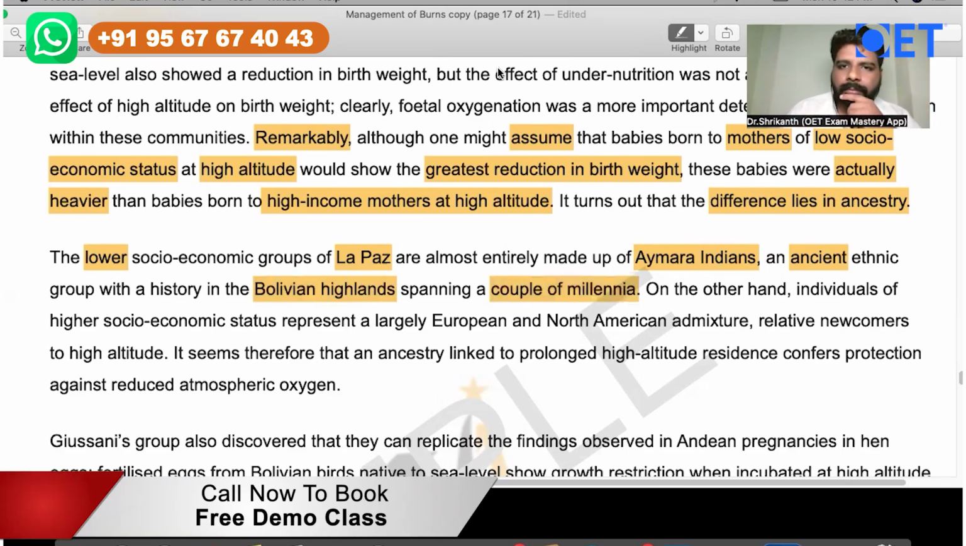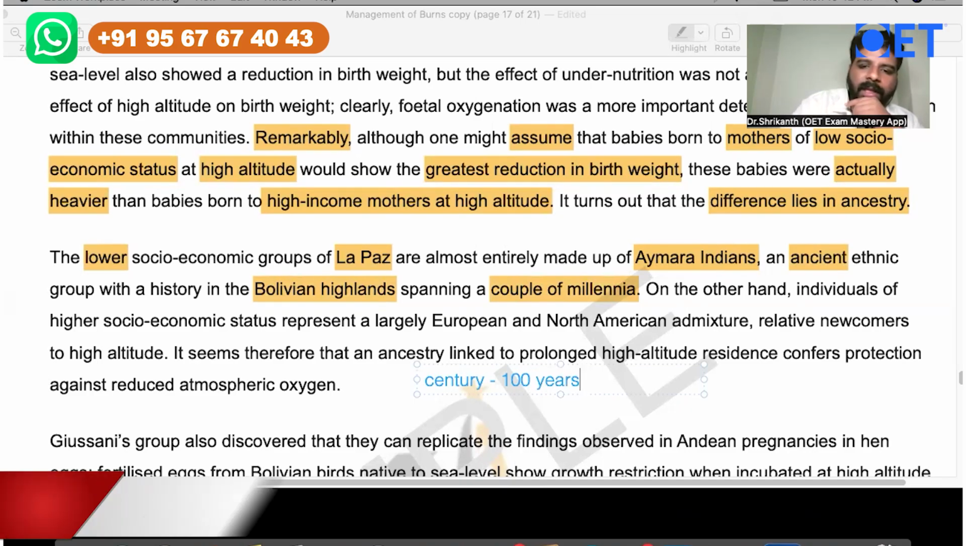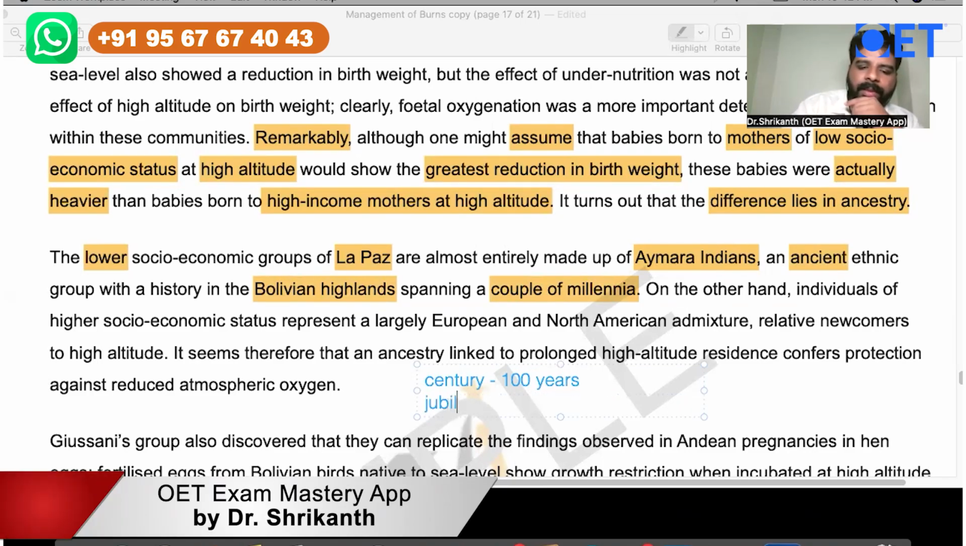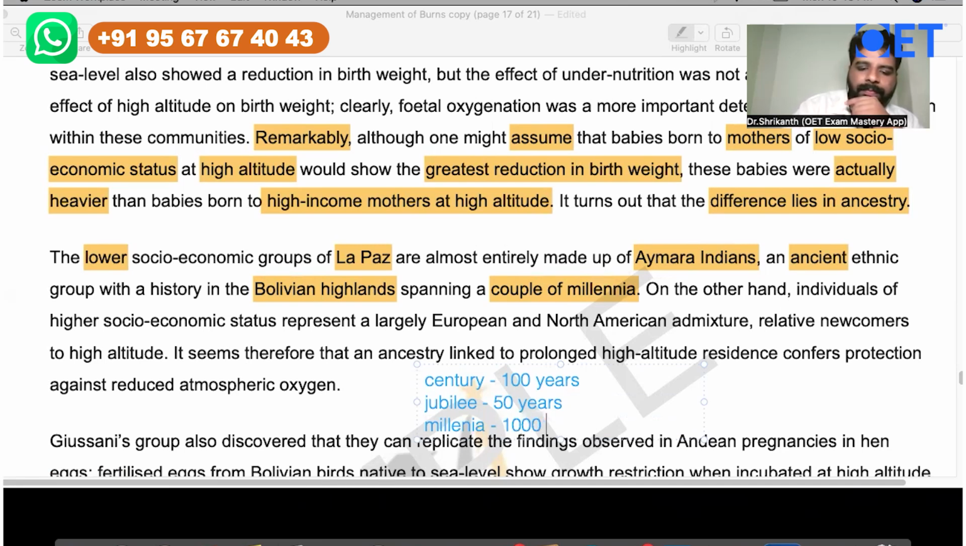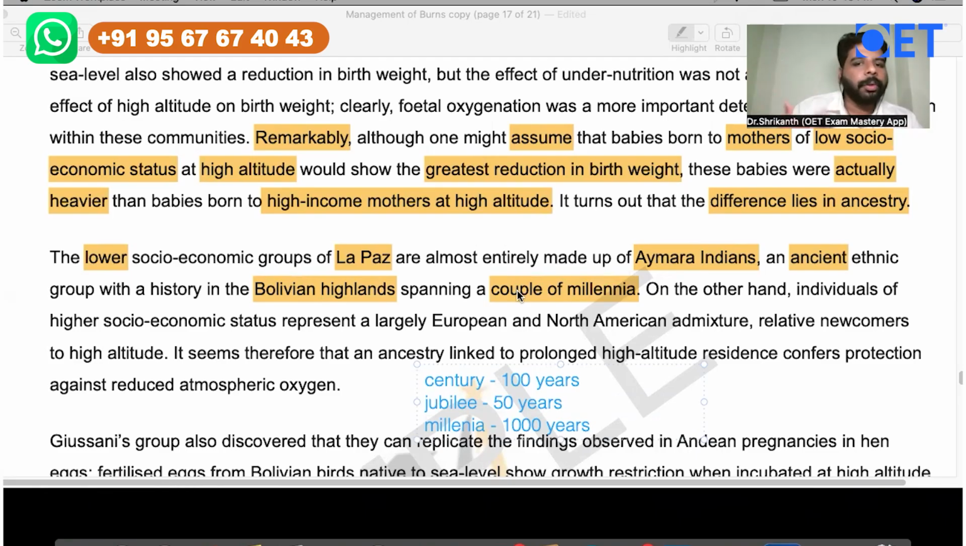Okay, so now century. Century basically means what? 100, right? Century basically means 100 years. And then we have jubilee. Jubilee means what? 50 years, right? Millennia. Millennia basically means how much? 1000 years. Okay, so you have some additional information over here. Couple means two. So a couple of millennia basically means 2000 years. Okay, so see, this is how the OET will try to trick us.